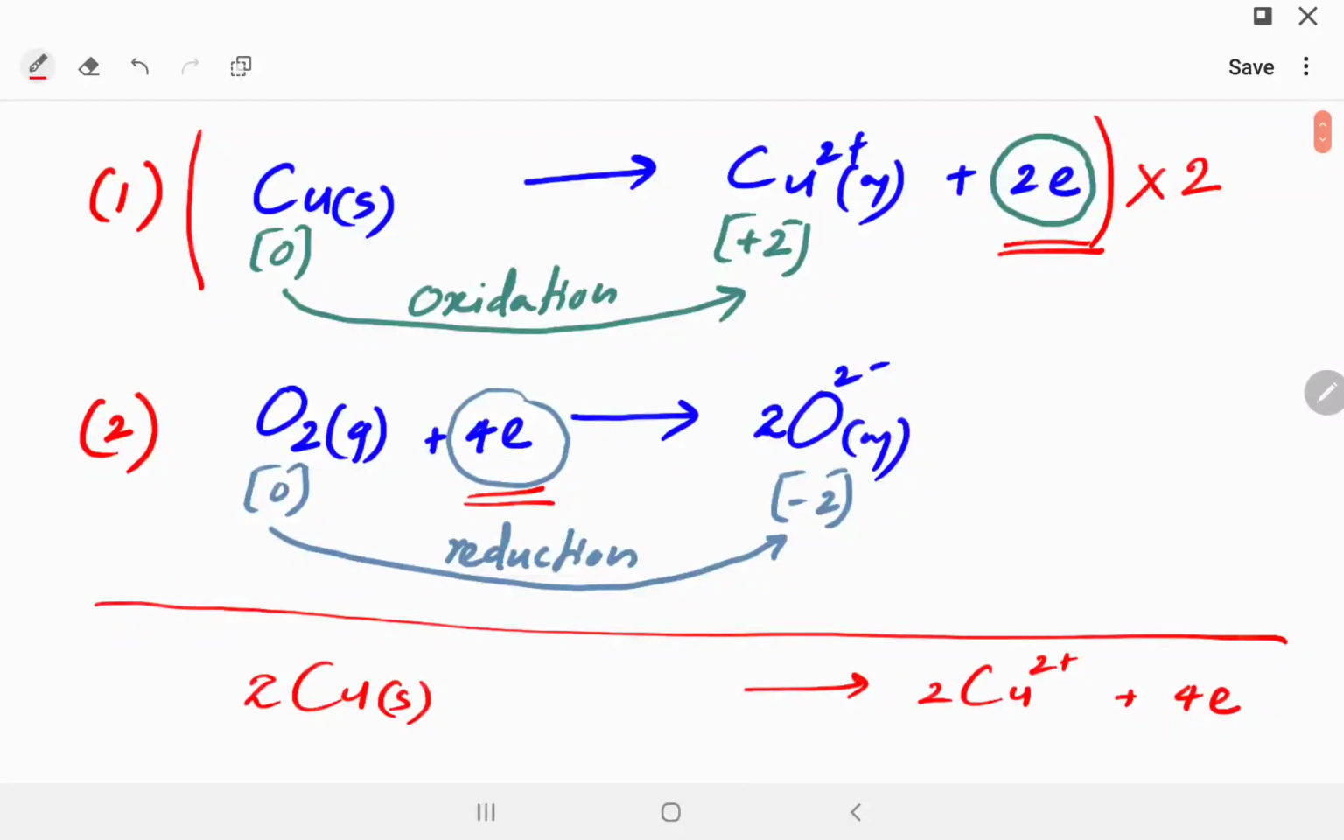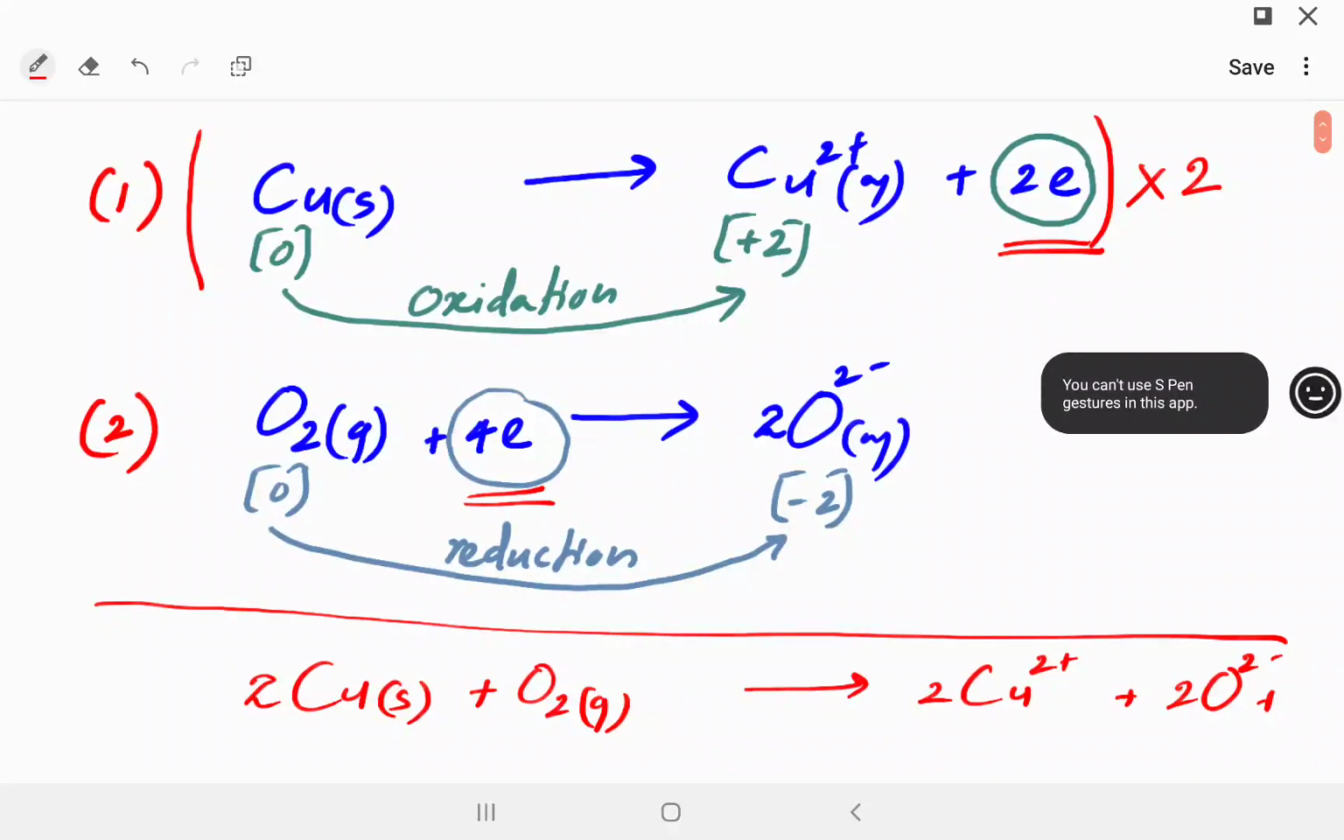Okay, so in the full reaction we are adding the half reactions 1 and 2. And oxygen already has 4 electrons, you don't have to do anything else, so put O2, and then 4 electrons. And here you also have 2 oxide ions, okay, 2 oxide ions. But as you can see, 4 electrons to 4 electrons will cancel out each other, so you don't have to write the electrons. That is why we are balancing the electrons, okay.